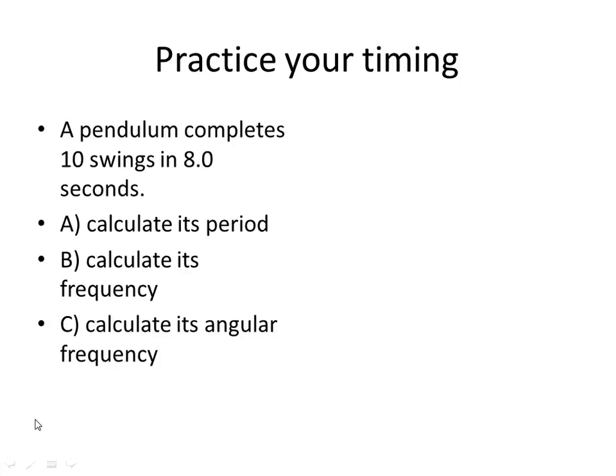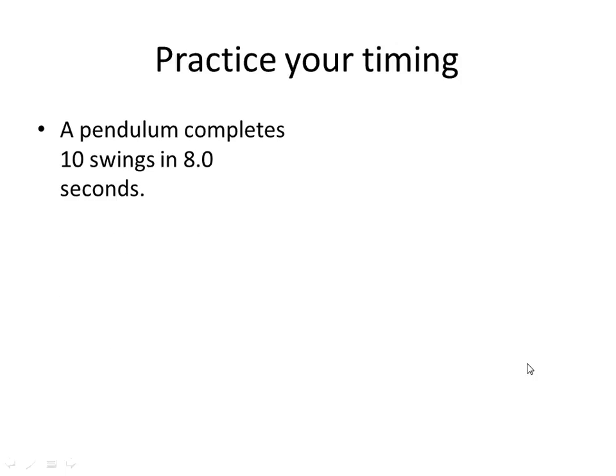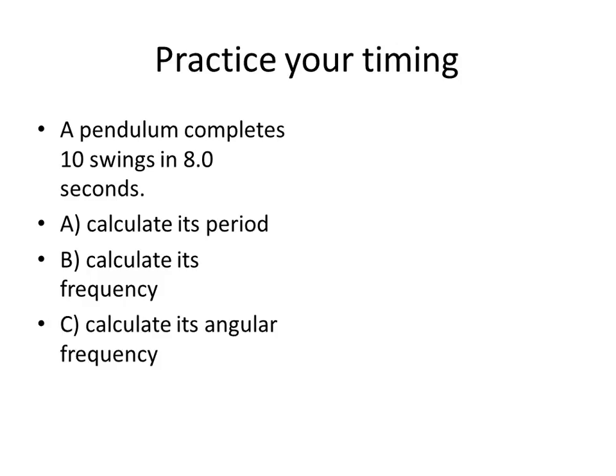A pendulum completes 10 swings in 8.0 seconds. So what would its period be? 8 over 10 is 0.8 seconds. We are always going to be dealing with decimals in physics. Well, I shouldn't say always, especially with the upcoming topics. But in general, we do prefer decimals, so that'd be 0.8 seconds.